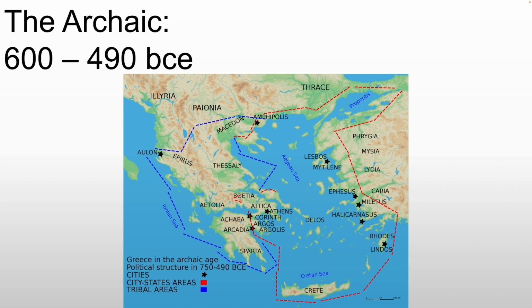So 490 is the Battle of Marathon, where they're all fighting each other with goo packets and Gatorade bottles. And 480 is the Persian invasion. Think 300, the Battle of Thermopylae, etc.